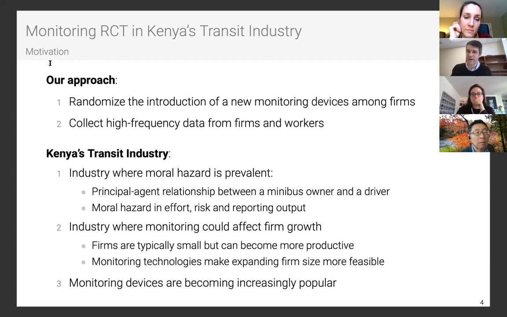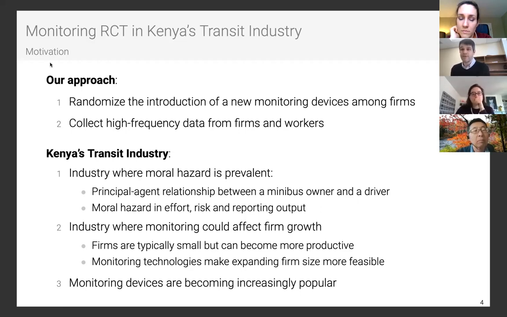So why did we choose this area as what we thought was a nice place to test this out? First, it's an industry where we think moral hazard is prevalent and is a particular problem. You have a classic principal agent relationship between the owner of the minibus, the matatu, and the driver that they hire to drive throughout the day. And this driver is going to have moral hazard along multiple dimensions. They have moral hazard in how long they drive the bus, the effort they put in, but also the risk they take, or the type of driving they engage in, whether they take off roads or hit bumps or slam on the brakes all the time.